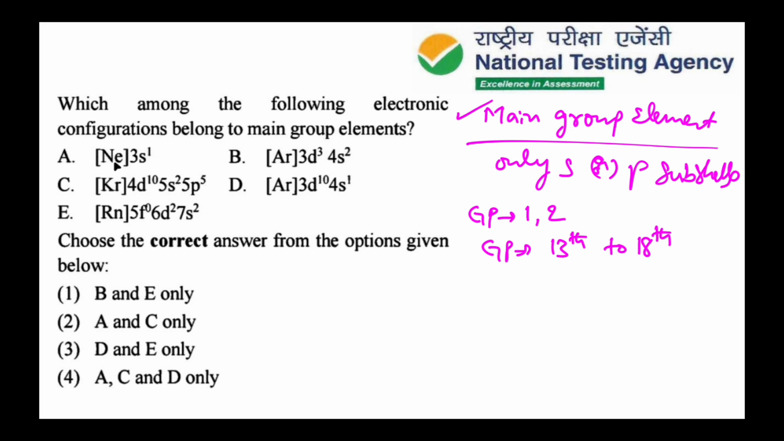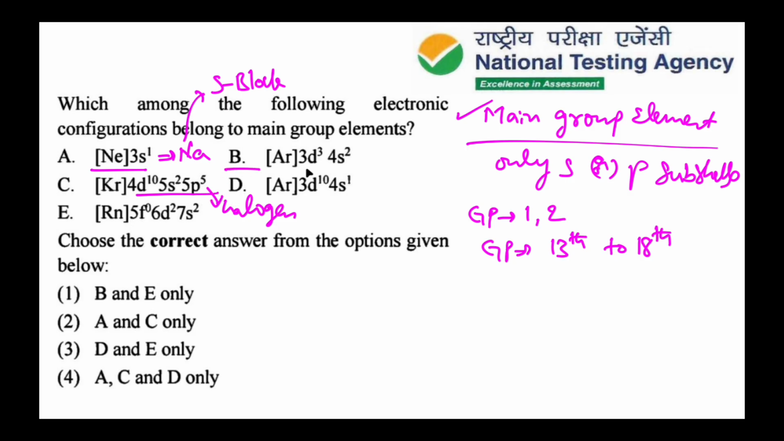So in the given options, neon 3s1, this belongs to what? Sodium element. So sodium is an s block metal. So this is a main group element. Then come to the point of C, krypton 4d10 5s2 5p5. So the valence shell contains 17 electrons. It is a p block halogen element. So this is also a main group element.